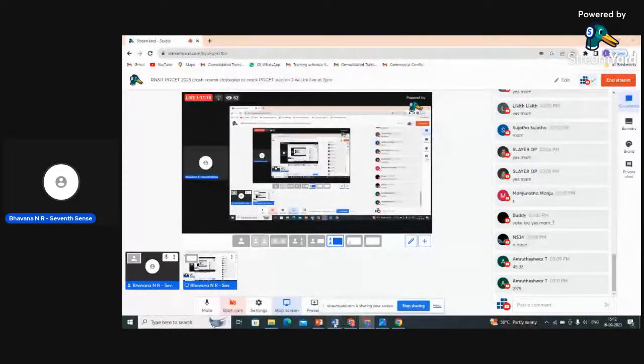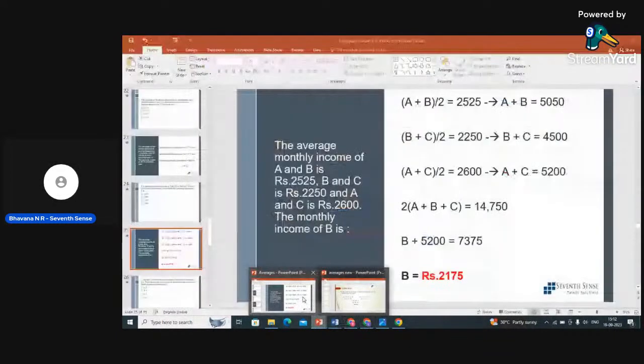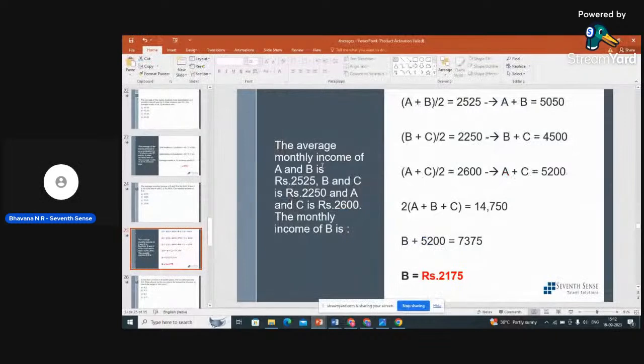Yes, it's 217. How? They have only given the average monthly income of A and B, which is 2,525. So we have to calculate the sum of this number. In that case we need to multiply this, so that is 2 into 2525, which is 5050. Next, same as it is, we have to do for B plus C.